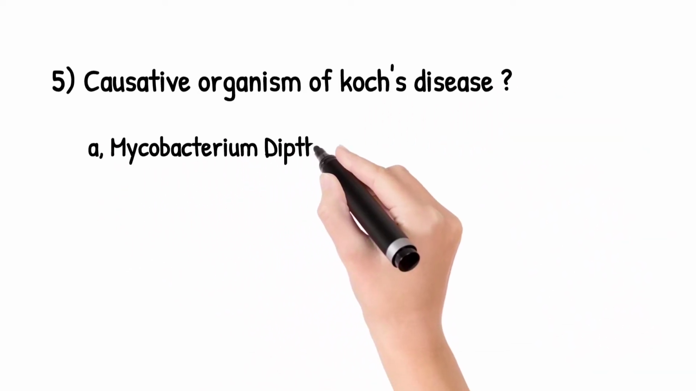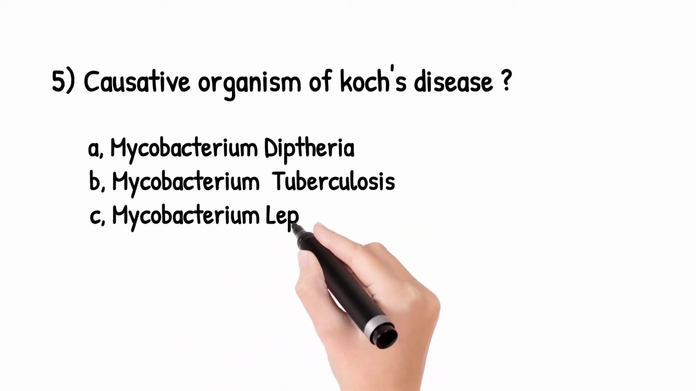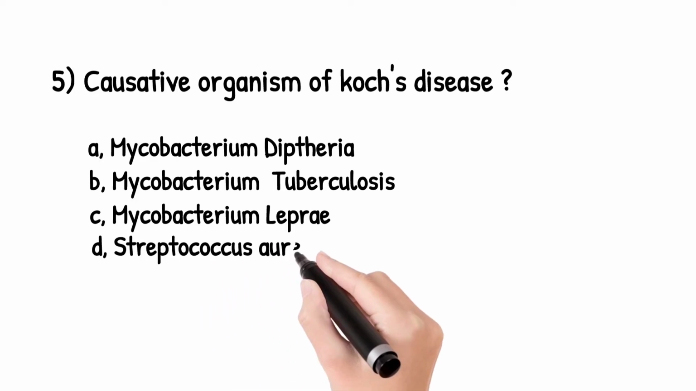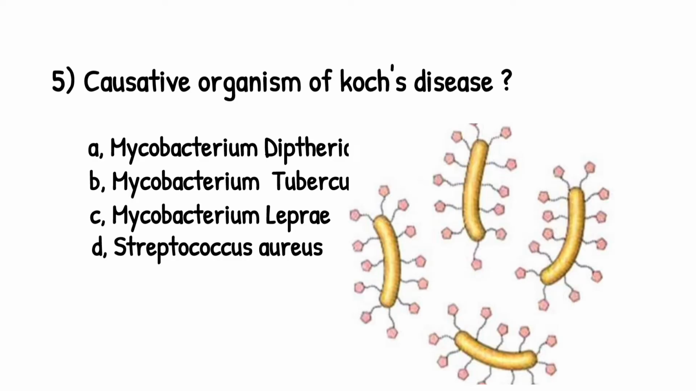Causative organism of Koch disease: option A, Mycobacterium diphtheria; option B, Mycobacterium tuberculosis; option C, Mycobacterium leprae; option D, Staphylococcus aureus. The answer is option B, Mycobacterium tuberculosis. Why is tuberculosis also known as Koch disease? Because Robert Koch discovered the cause of tuberculosis.